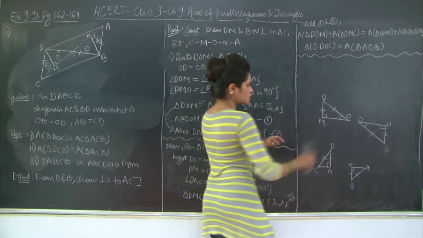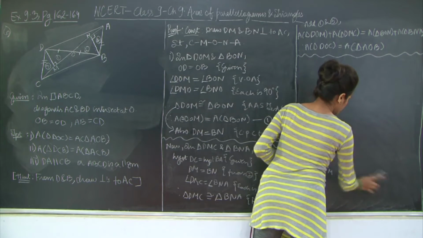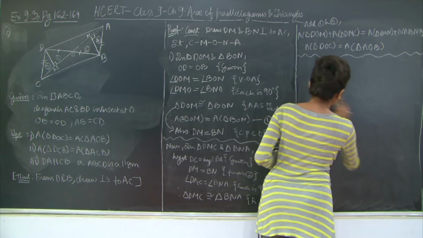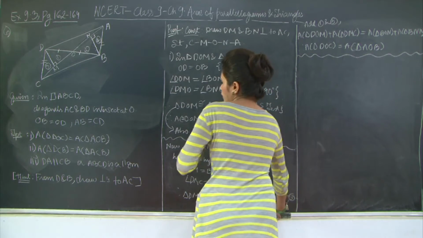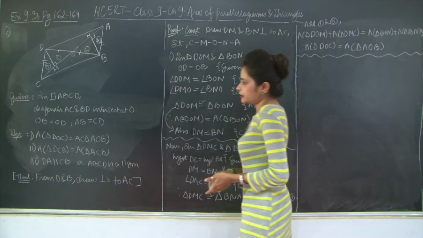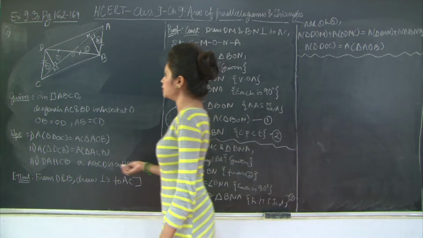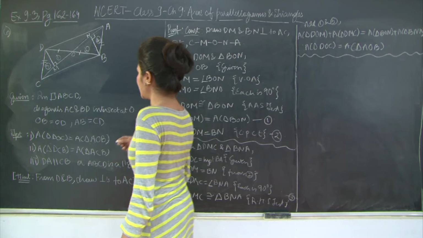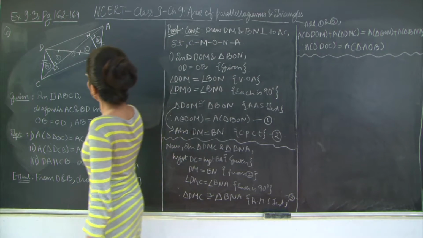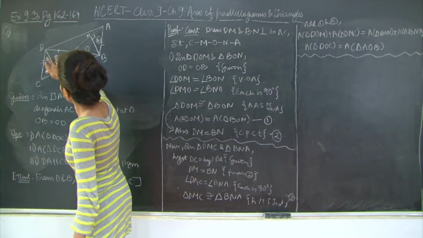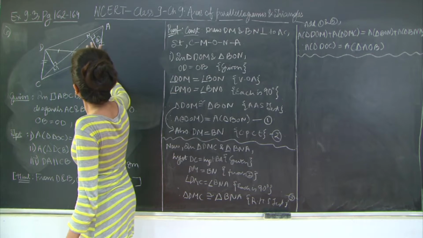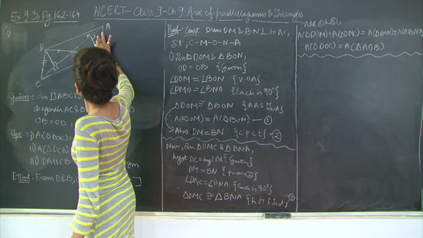I'll erase this because we do not need it anymore, but make sure you have drawn these for reference purpose while proving. Okay. Now what I need to prove is that area of triangle DCB is equal to area of triangle ACB. So let's locate DCB and ACB. Where do I have DCB? Let me erase this 1, 2, 3 and 4 that I have marked.